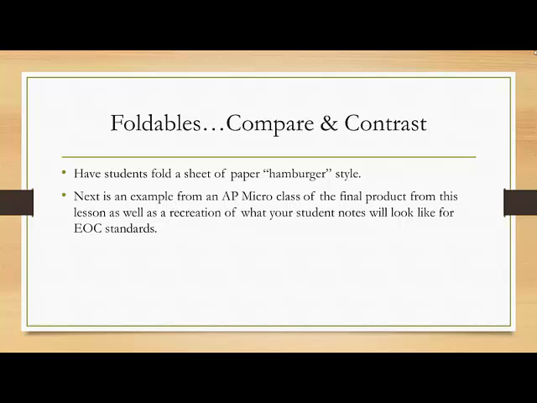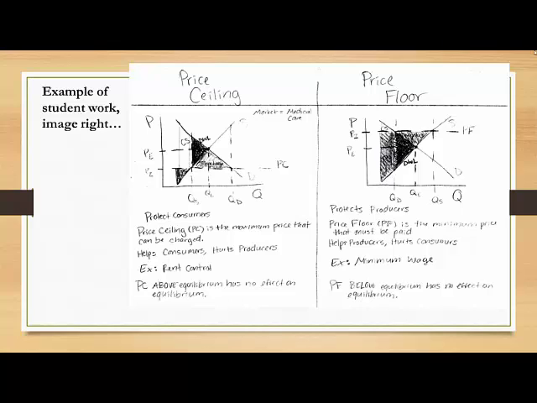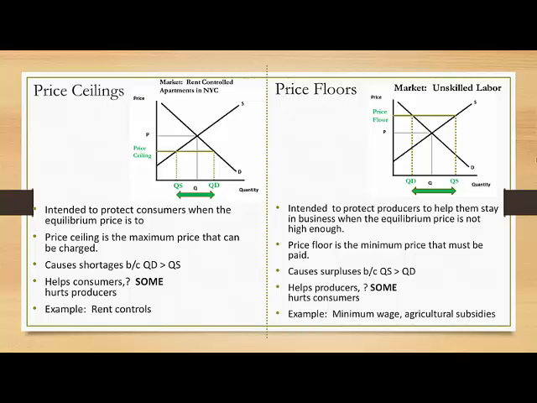Have students fold a sheet of notebook paper hamburger. An example is on the next slide. This picture of student work goes beyond the topics in the Georgia Standards of Excellence for Economics. This is an example of how the hamburger sheet would look for the GSE standard when it is completed.